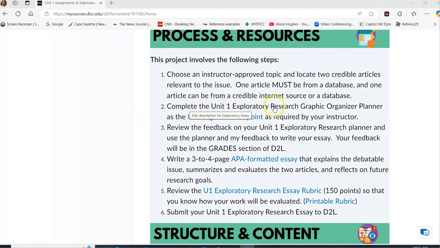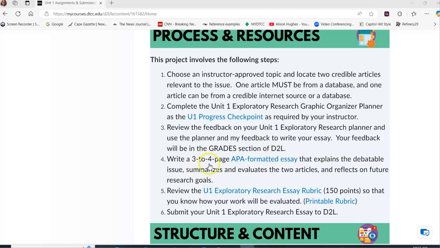You've already completed the Unit 1 Exploratory Research Graphic Organizer Planner, and that was the progress checkpoint assignment as required. Please make sure you've gone to the grades section of D2L and reviewed the feedback on your planner. The purpose of me providing that feedback on your planner is so that you can write the best essay that you can, since this is a 150-point essay.